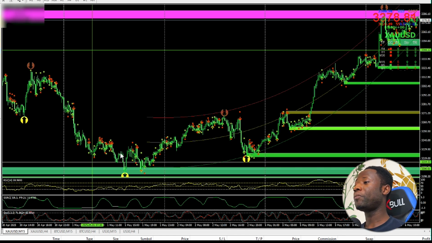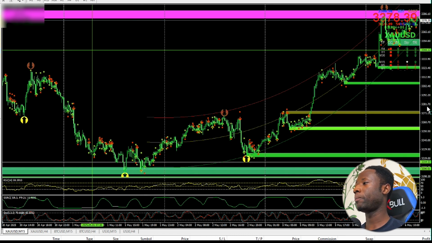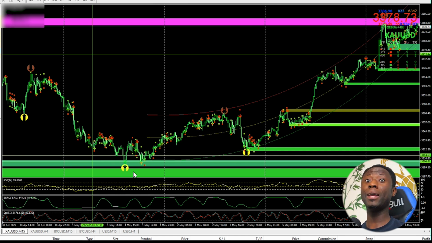All right, so this is where I jumped in for the second time. I entered in here and I placed my stop loss below the arrow. That's what you do, you place your stop loss below the arrow. Take profit, you don't put no take profit. There is no cap to this one here. There's no limit to it. As long as the market will go in buy, we stay in.